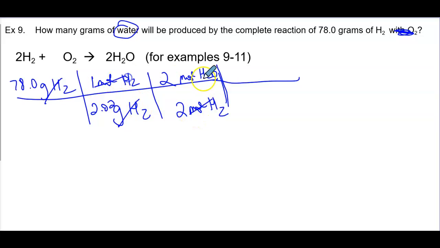So moles of H2 had canceled. We have moles of H2O. So we have water, but we don't have this yet. So we have to do another step. So what can we do to get to grams of water? Well, if you know anything about what we've done, you know you can get grams of anything from the periodic table if you know what that something is.